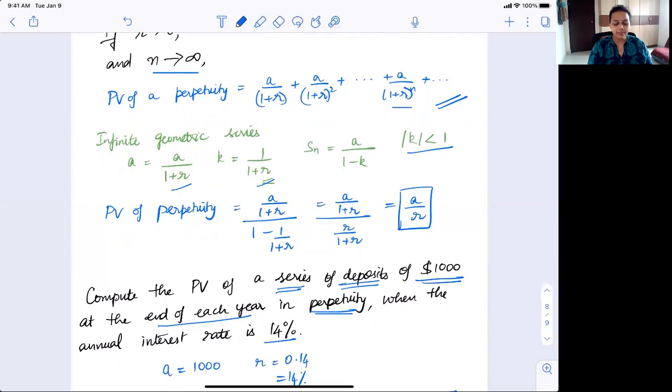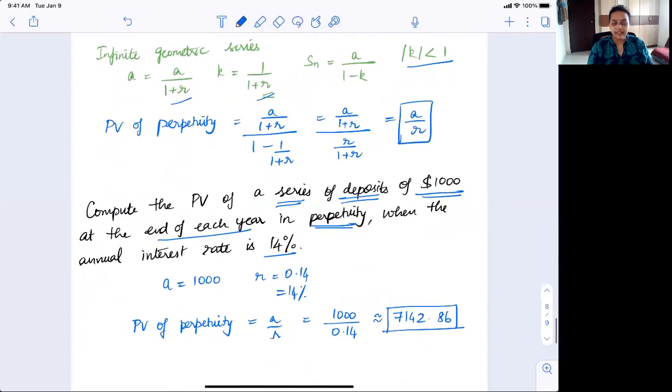And when I plug in these values, I get a very simple expression to calculate the present value of perpetuity, just A by r. And I have a sample example, where we're asked to find the present value of a series of deposits. So you're making deposits at the end of each year, and this goes on forever in perpetuity, and we're given that the interest rate is 14%. We're asked to find the present value of the series.